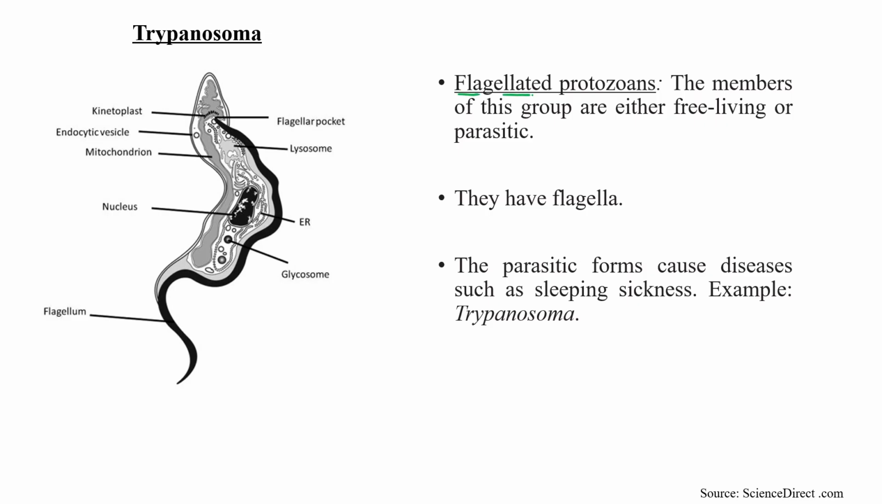Next is flagellated protozoans category. The members of this group are either free living or parasitic. They have flagella. You can see over here a long flagellum is there. The parasitic forms of flagellated protozoa can cause severe sickness like sleeping sickness. What is the causative agent of sleeping sickness? Trypanosoma, which is a protozoa. What kind of protozoa? Flagellated protozoa. They are either free living or parasitic in nature, and they can cause a very severe disease like sleeping sickness. One example is Trypanosoma.